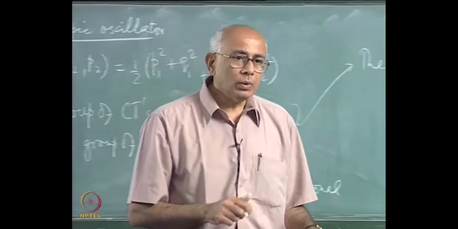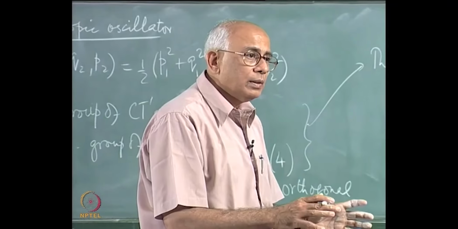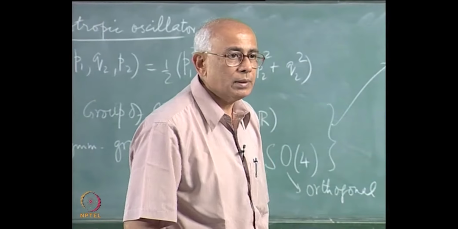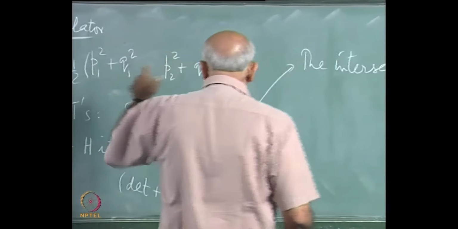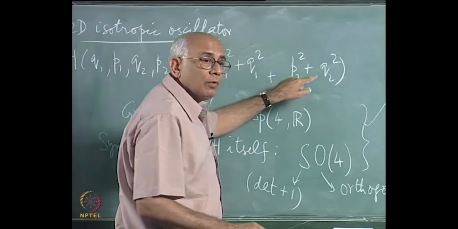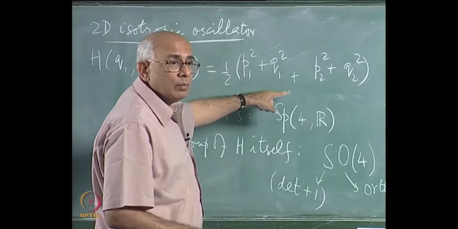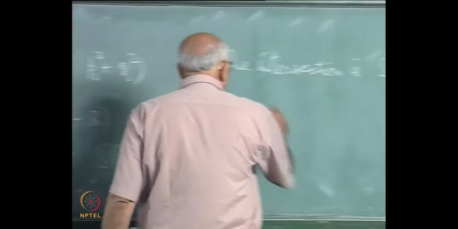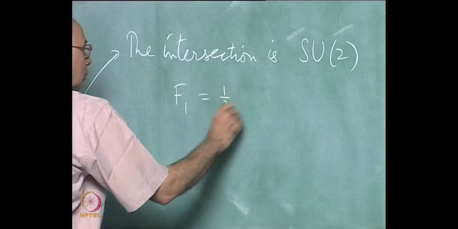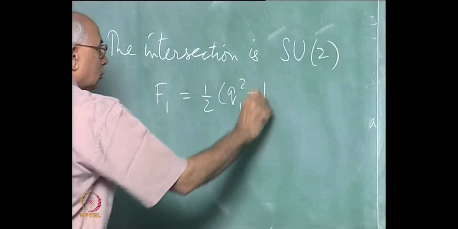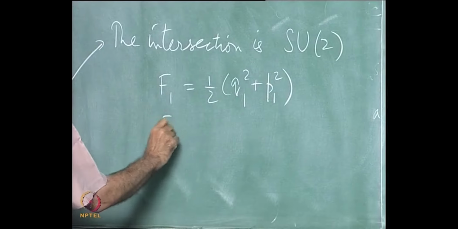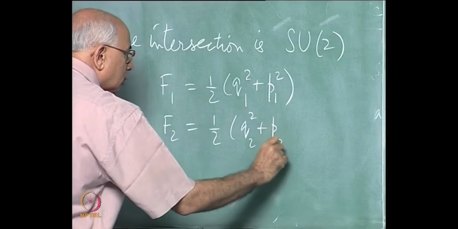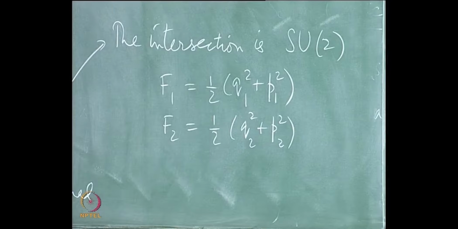The reason I do so is because I would like to identify the generators of this group and show you what the physical meaning of these generators is. You see, what are the constants of the motion here? First of all, we know it is integrable. We had two constants of the motion which were in involution with each other, and what were those two constants? One of them was F1, which we could take to be just this, the energy of the first oscillator, and F2 was 1/2 (q2 squared plus p2 squared). Okay.